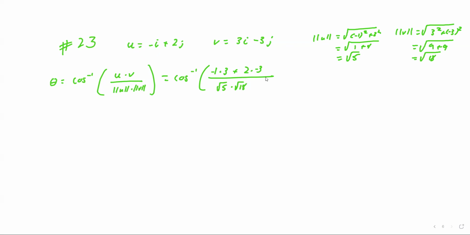The reason is that at the end of the day, I'm just going to plug it into the calculator to get a degree measure. So when I work this out, I'm going to skip a couple of steps. Negative 1 times 3 gives you negative 3. 2 times negative 3 is negative 6. So we get a negative 9. 5 times 18, what's that going to be? 50, 40, 90. So you get square root of 90. Again, I wouldn't worry about simplifying. I would just plug that into your calculator. It would be different if it asked for an exact answer, because then I would have to go back and simplify that.